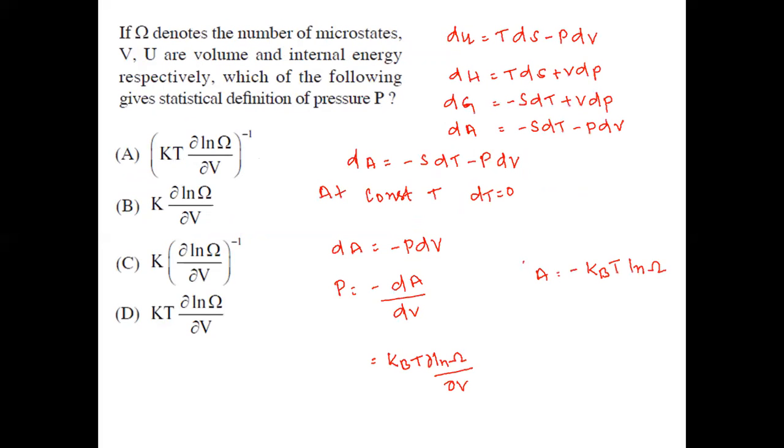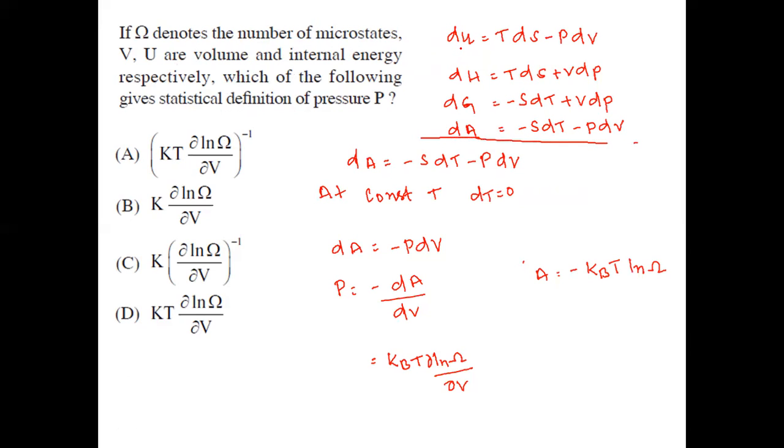The next problem is this. If omega denotes the number of microstates, and V and U are volume and internal energy respectively, which of the following gives the statistical definition of pressure P? So these are the fundamental equations one should practice for deriving many other relations.